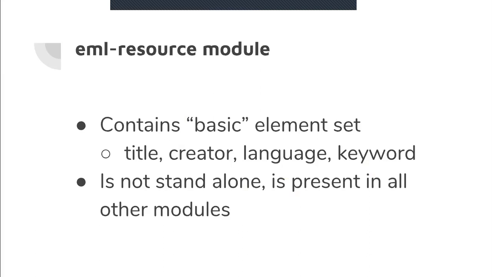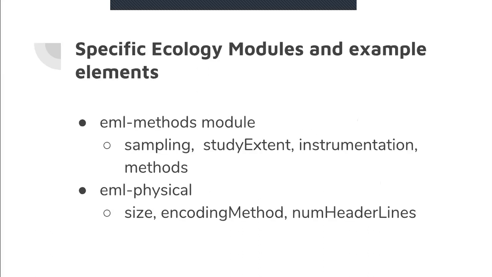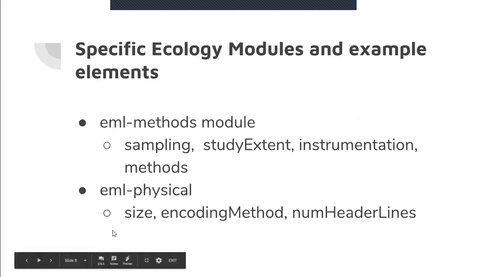While the 4 top-level modules and the EML resource module are fairly general and occur throughout the data, there are several modules specific to the ecology discipline, such as the EML methods module, and some of the elements found within that one are sampling, study extent, methods, instrumentation, or the EML physical set, which is describing the physical documents used to capture the research. So this is the size in bytes, the encoding method used in the files themselves, number of header lines for tables, etc.